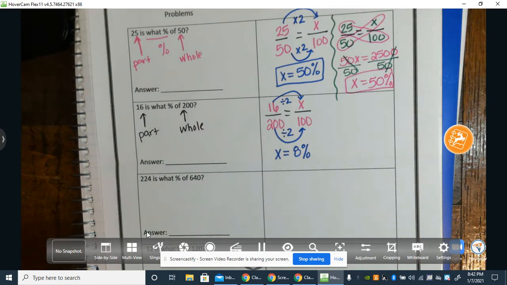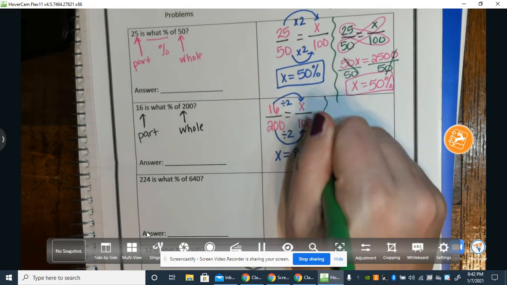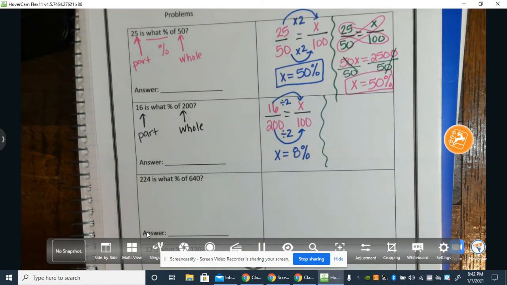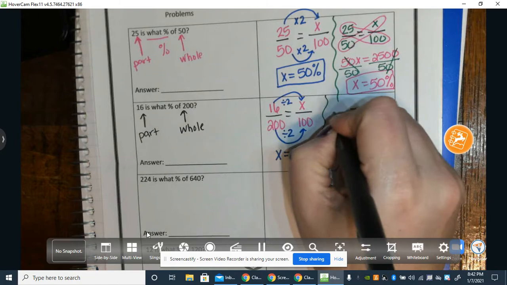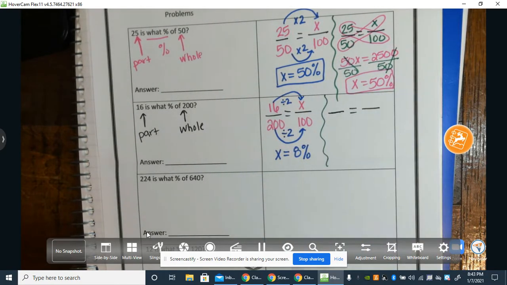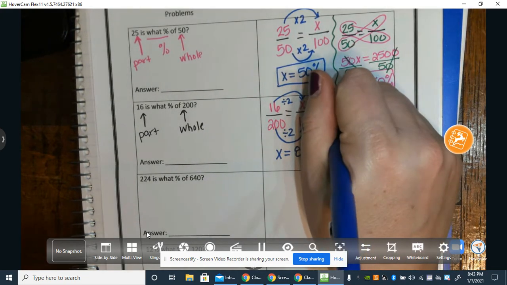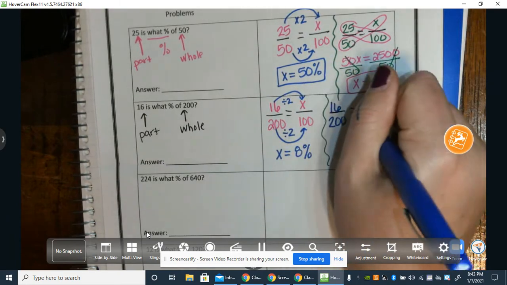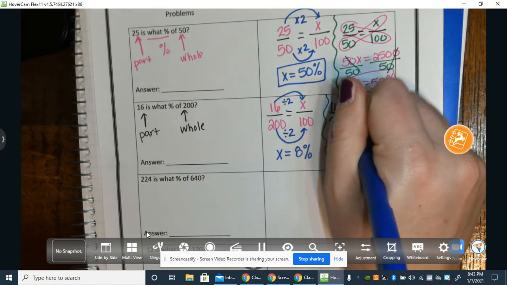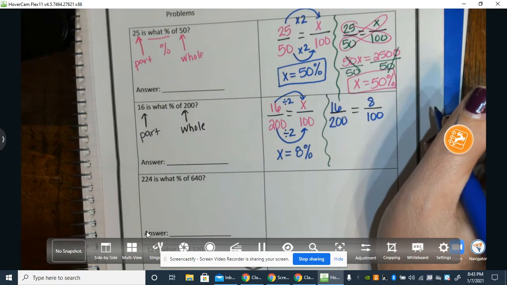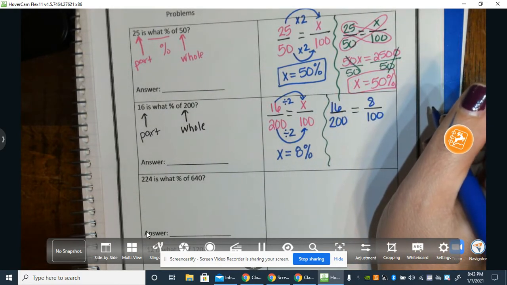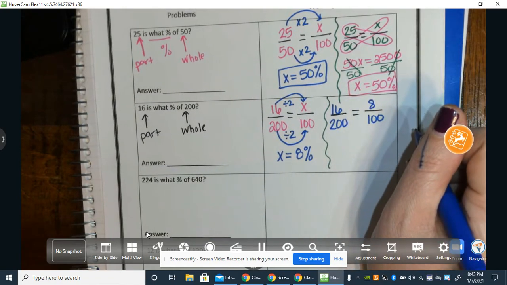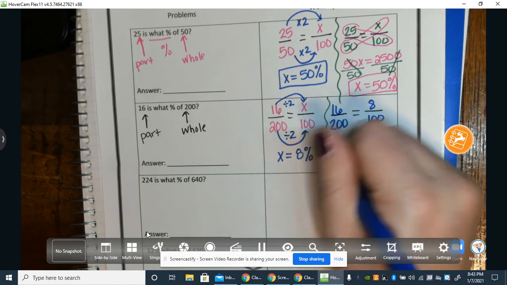Okay? Now, if you go, well, Miss Delcambre, I could simplify that even further. Like cross multiply and divide. You really don't need to cross multiply and divide. I want to show you if you've reduced. So what was I talking about? 16 over 200. I reduced that to 8 over 100. So still 8 is going to be your percent.